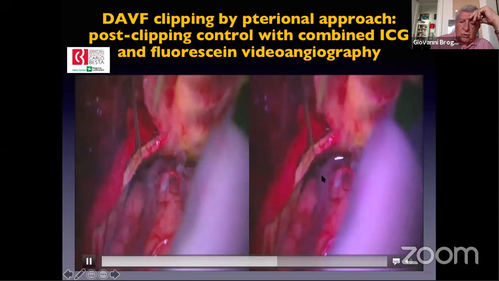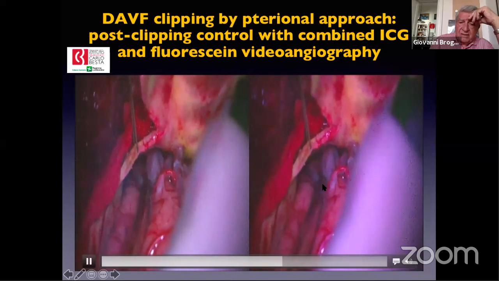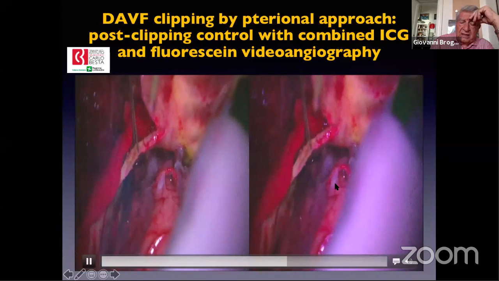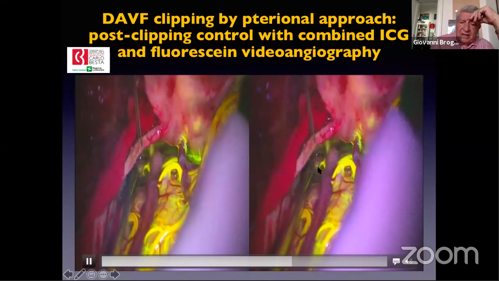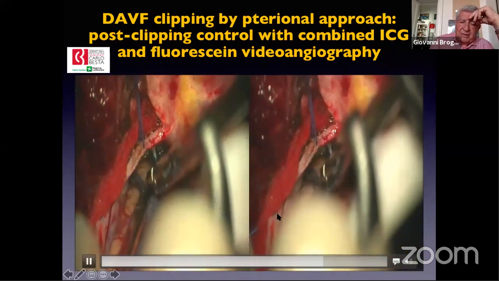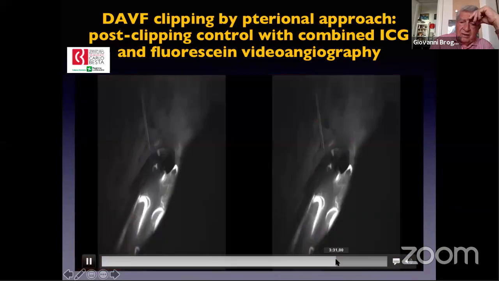You can also do it with the fluorescence, it's the same thing. You will see here the arterial time, and the fistula is coming immediately after. Of course, you clip the fistula, and after the clipping, you check again with ICG.